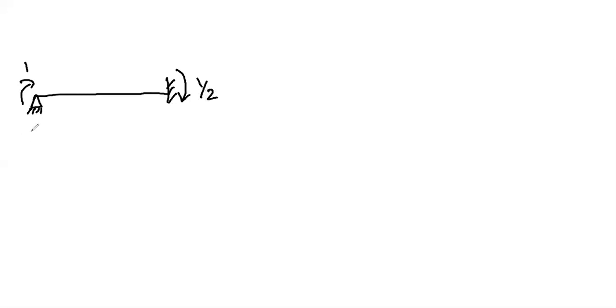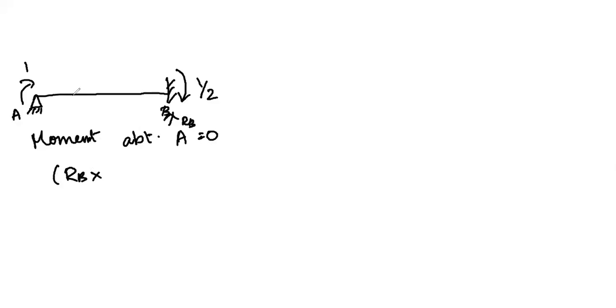Now, since point A is under a simply supported condition, I can take moments about point A, and the moment about point A will be equal to 0. Here you will have one reaction, called RB. While taking moments about point A, RB into its corresponding distance. We all know the span of the beam is L. So RB into L minus, here you have one more moment.